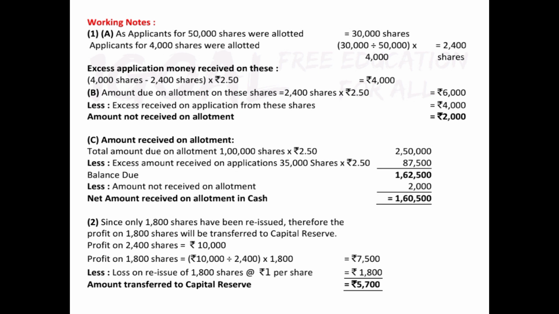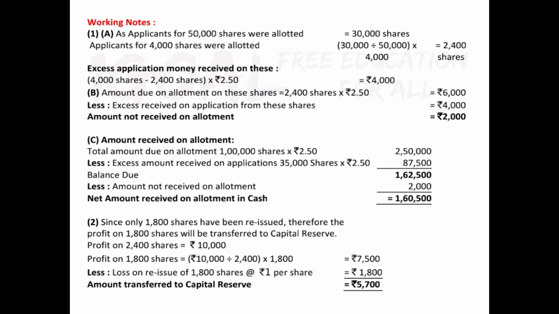So in this pro rata category, number of shares allotted were 30,000 upon number of shares applied under pro rata category, that was 50,000, into the number of shares applied by the defaulting shareholder, that is 4,000. So number of shares allotted to him comes to 2400 shares. That means we have allotted 2400 shares to the defaulting shareholder. Now we will see how much excess money we are already having.